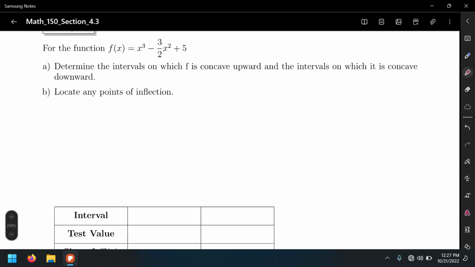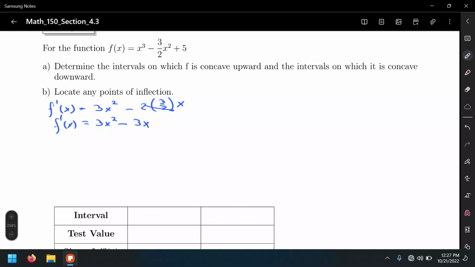All right, so in this case, for hypercritical values, we're not going to use the first derivative. We're going to use the second derivative. So first, we need the first derivative, of course. So that's 3x squared minus 2 times 3 halves x. And the derivative of 5 is 0. So this is the same as saying 3x squared minus 3x. That's only the first derivative.